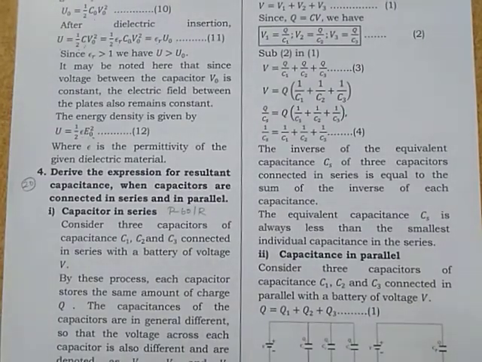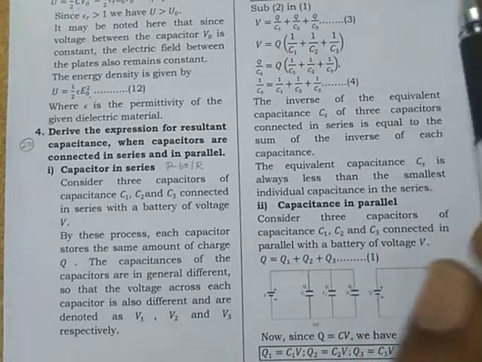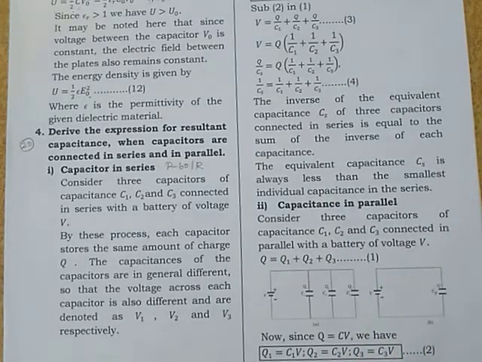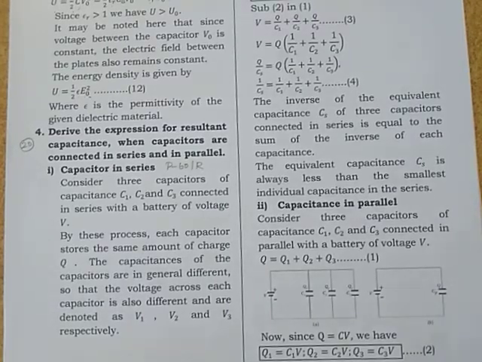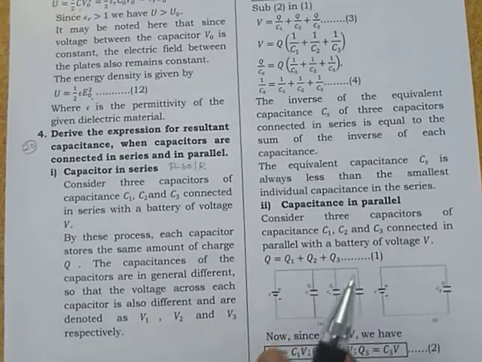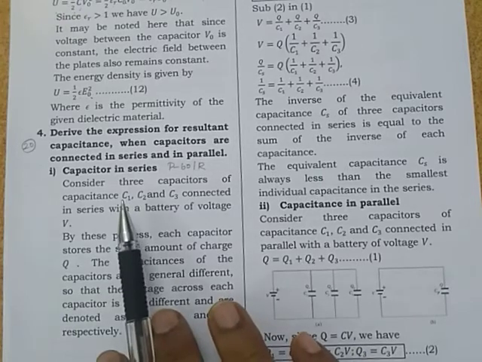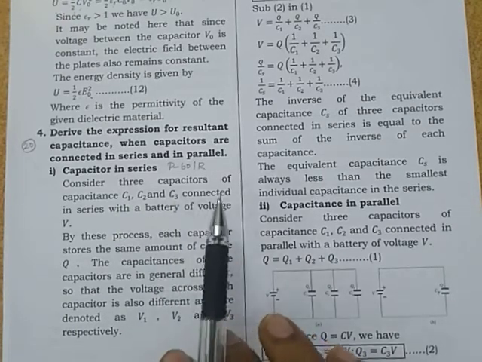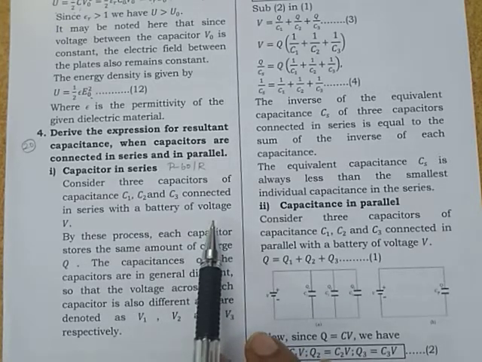First of all, let me see the series combination. Series, that means, as you know very well, one end of the capacitor is connected with the other end of the capacitor. One to one connection is known as series connection. First of all, we have to consider three capacitors here, having the capacitance values C1, C2, C3 that are connected in series with a battery of voltage V.